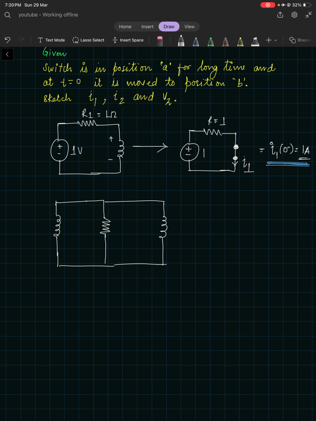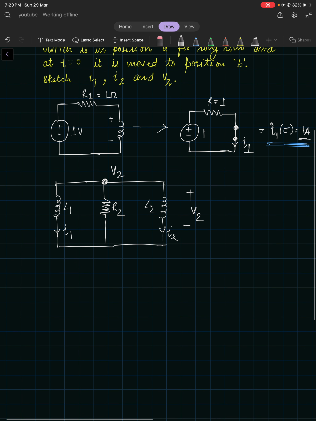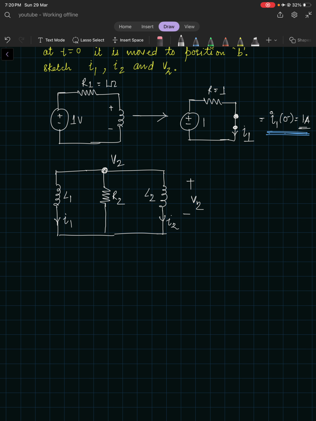right? Okay, so here it was given like this is V2. That's why this node will also become V2, because all these three components are in parallel. And here it was I1, this was I2, this was R2, L1 and L2, right? Okay, so I1 at 0 minus is equal to 1. I'm not writing the units. So I1 at 0 plus, after switching, will become 1 ampere, because the inductor does not allow sudden change of current, right?